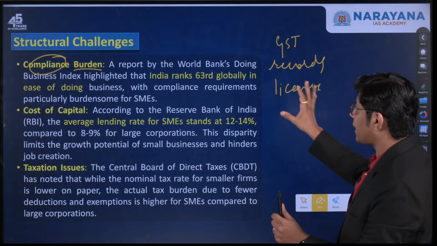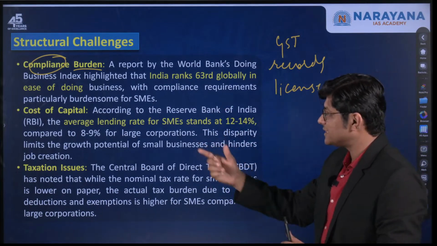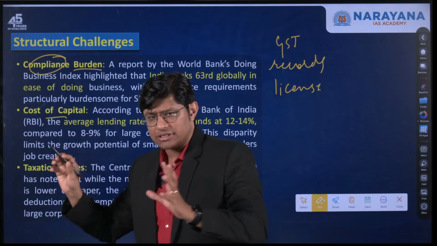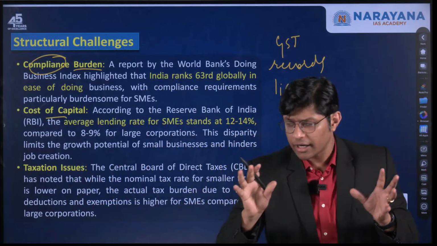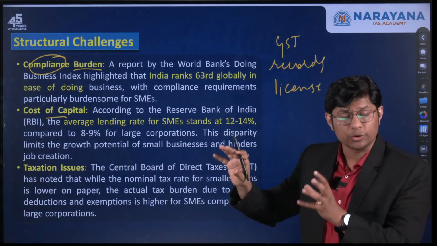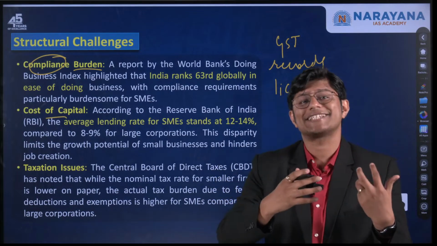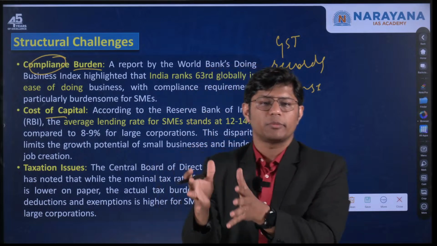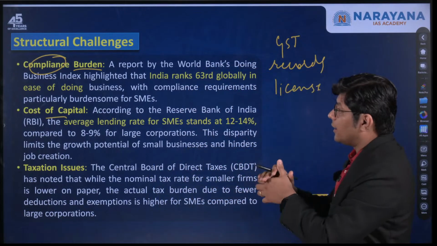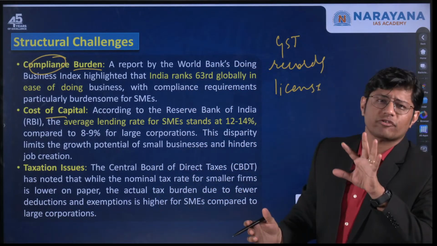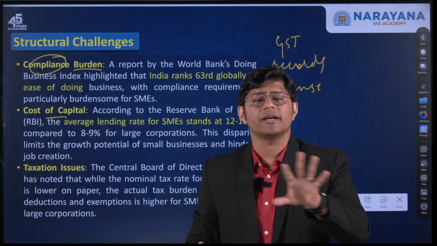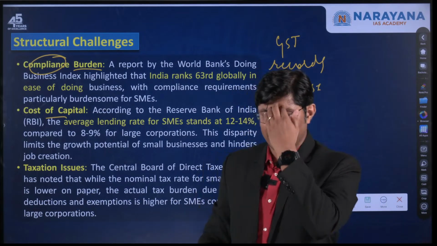This is what we understand by the compliance burden. Next is cost of capital. So, students, just to make you understand, these are some of the problems due to which we see that the bigger companies are growing exponentially compared to the smaller companies, right? Next is cost of capital. What is cost of capital? Cost of capital is nothing but the interest rate, right?